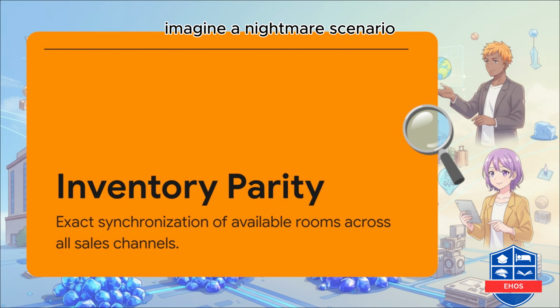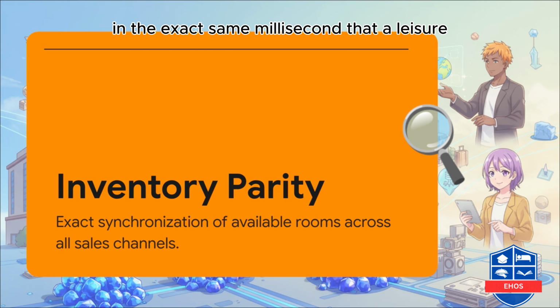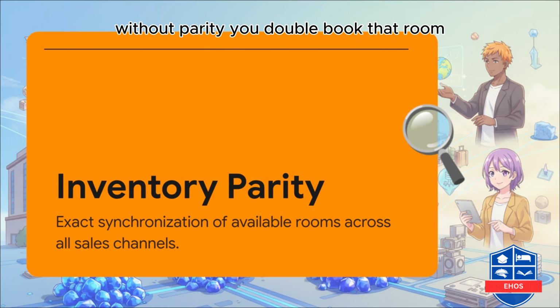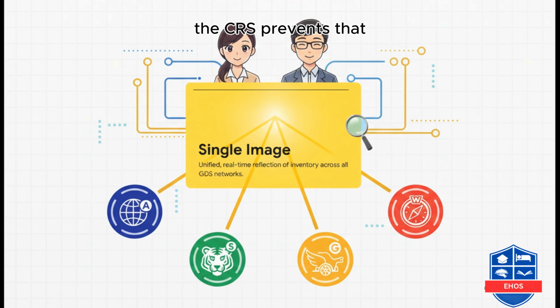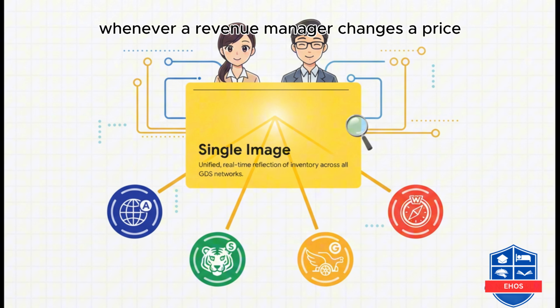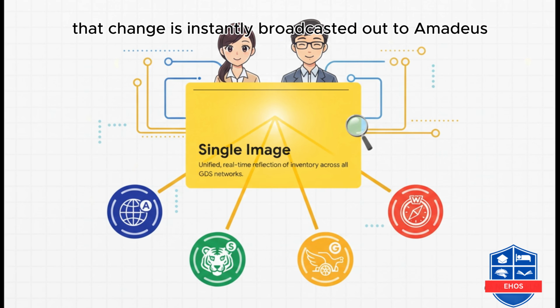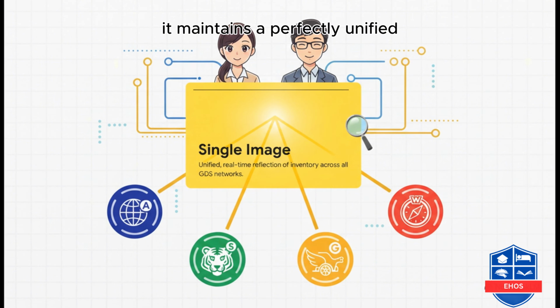Imagine a nightmare scenario. A high-yield corporate agent is trying to book your last available luxury suite on the GDS in the exact same millisecond that a leisure guest is trying to book it on your public website. Without parity, you double book that room and you completely fail a client. The CRS prevents that disaster by creating a single image. Whenever a revenue manager changes a price or closes out a room category in the CRS, that change is instantly broadcasted out to Amadeus, Sabre, Galileo, and WorldSpan, all at the exact same time. It maintains a perfectly unified real-time reflection of your inventory.